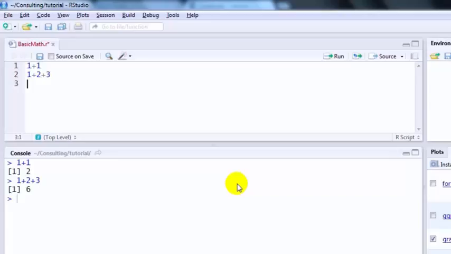Same thing with subtraction. 7 minus 5. And of course you can string these things together. 8 plus 9 minus 6. All that basic math works.